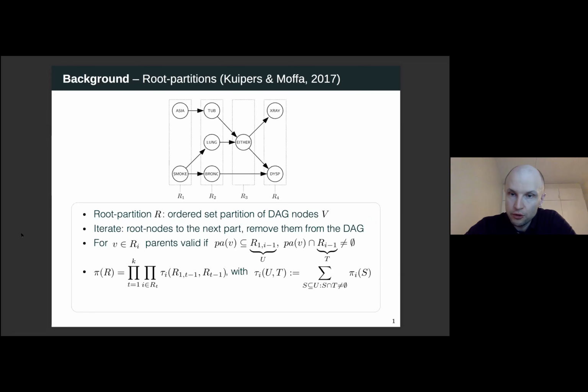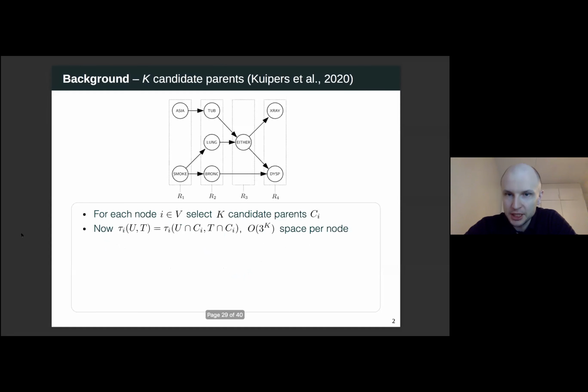The score of a root partition is the sum of scores of all the compatible DAGs, which factorizes per node, as seen here. The score for each node is a sum of local scores permitted by the sets U and T, which I just introduced. Next, please.